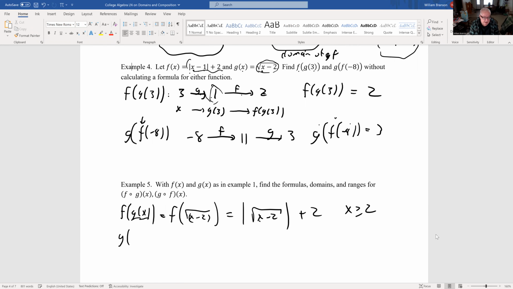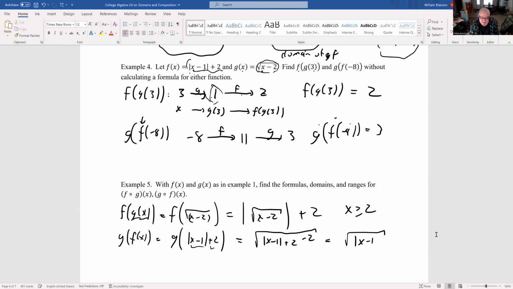G of F of X equals G of absolute value of X minus 1 plus 2. And that should be square root of absolute value of X minus 1 plus 2, because that's this function, and then minus a 2. So that's absolute value of X minus 1.